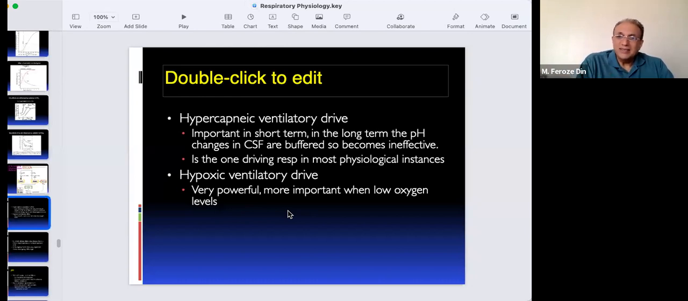So at rest, our oxygen is so tightly controlled that it cannot influence the second to second variations. What goes up and down is the carbon dioxide level. So it's an important principle or fact to remember that at rest, it is the hypercapnic ventilatory drive which is more effective in controlling our respiration.